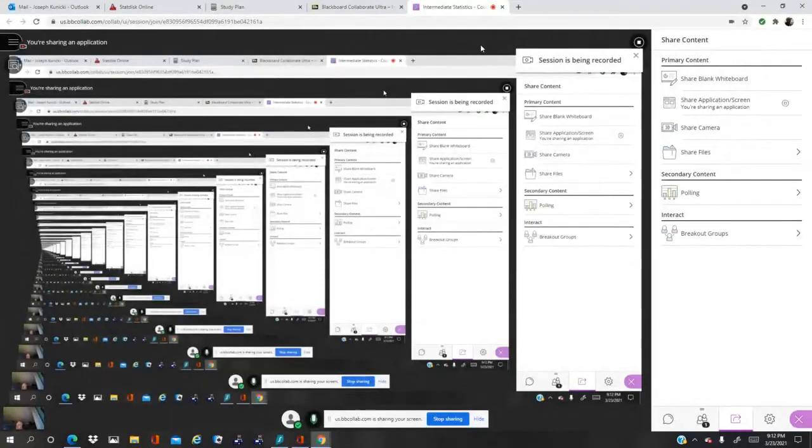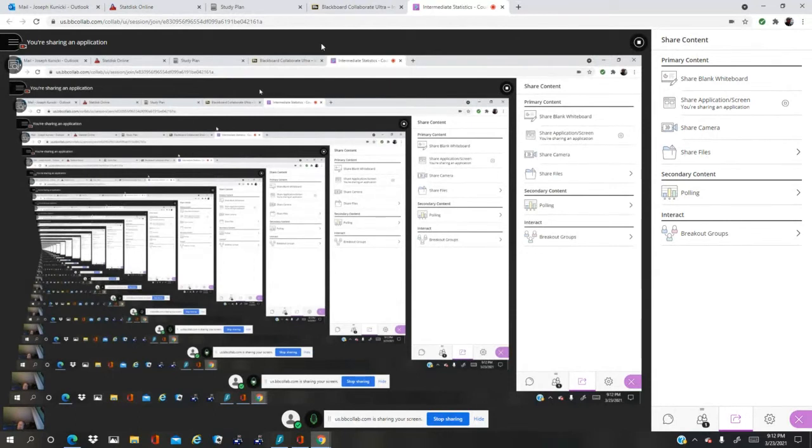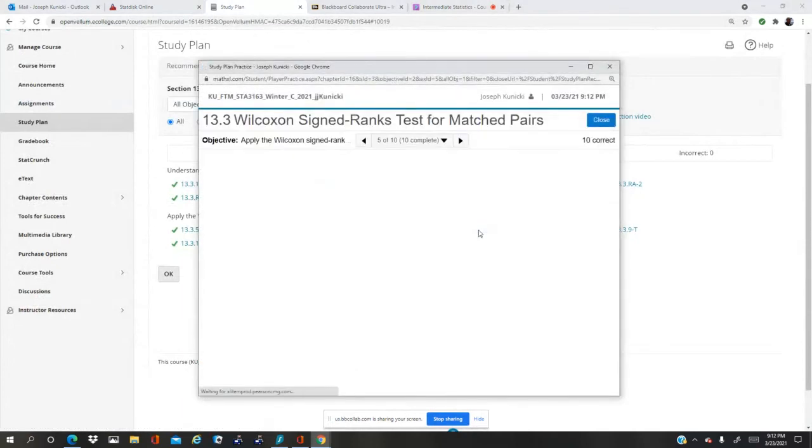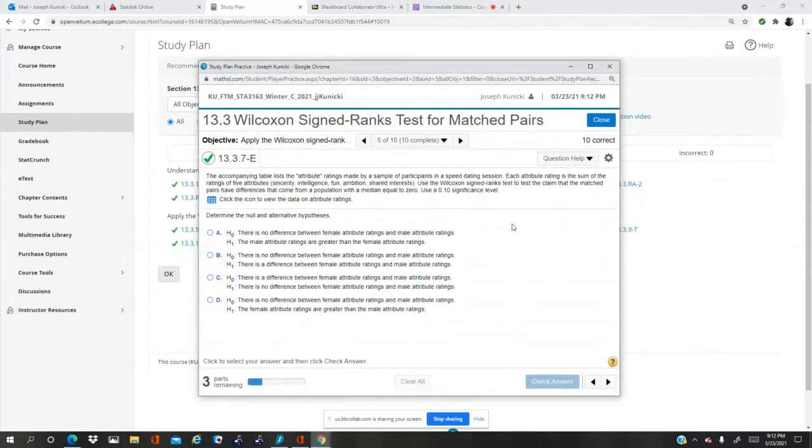Okay, we're going to do problem 13.3.7E, a Wilcoxon signed rank test for matched pairs where there's a large N. The first thing is to test the claim that the matched pairs have differences that come from a population with a mean equal to 0. So B would be the right answer. There's either a difference or no difference between the males and females.